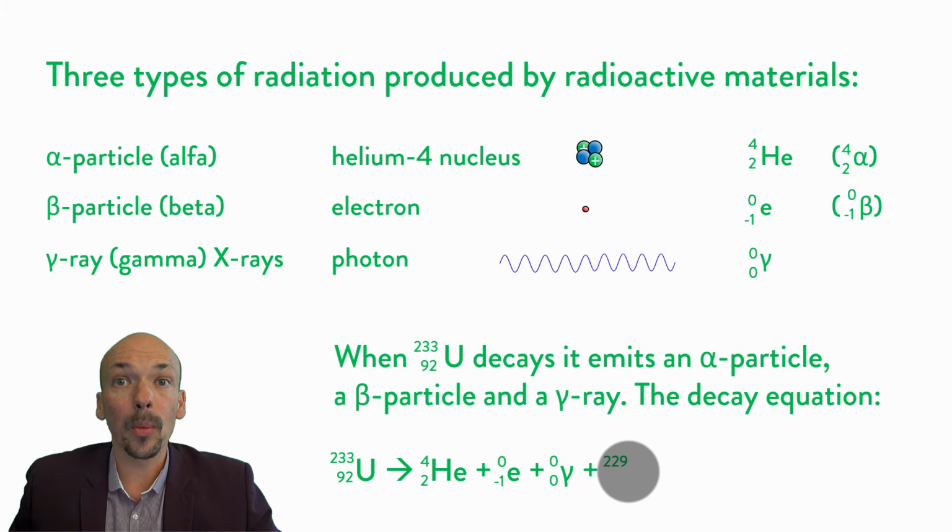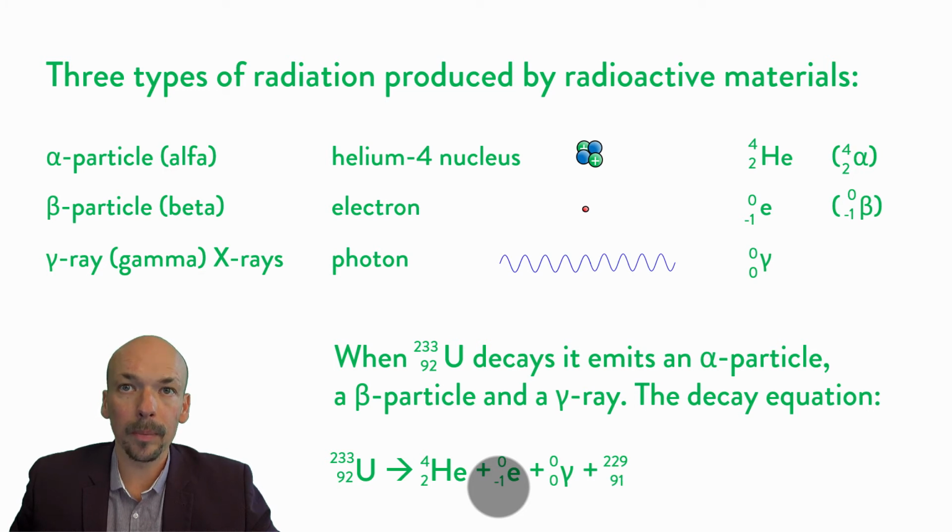We will do the same with the proton number. We have 92 here, -2, that's 90, +1, that's 91. If you know this number, you can look up what element this is. This one is actually protactinium. And this is how a decay equation looks like.